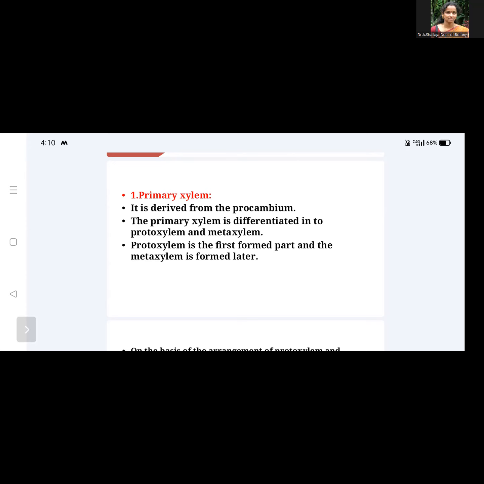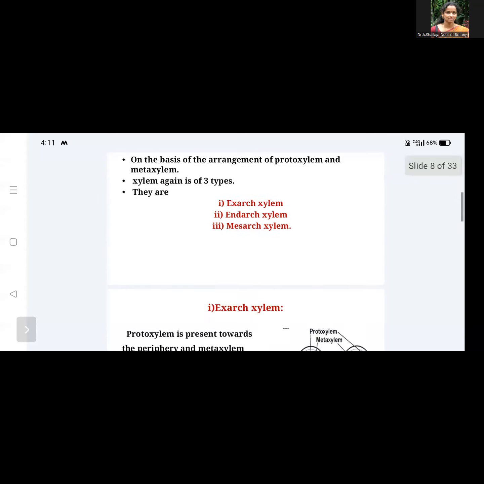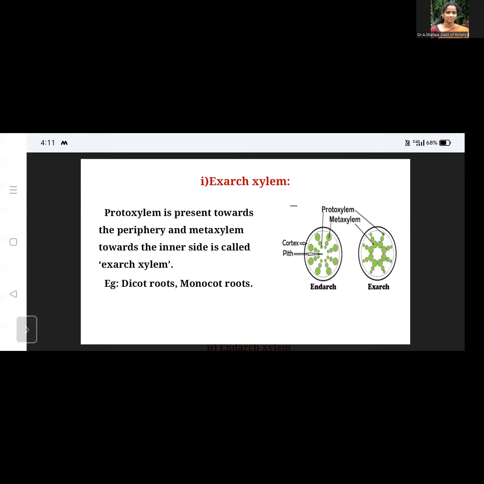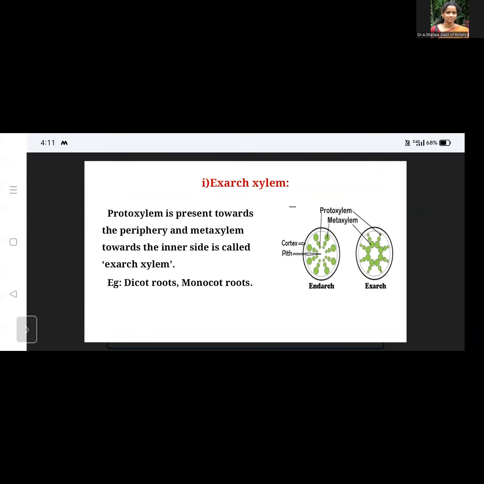The xylem that is developed first is called protoxylem. The later developed xylem is called metaxylem. Protoxylem is the first formed part and the metaxylem is formed later. On the basis of arrangement of protoxylem and metaxylem, xylem is again of three types: exarch xylem, endarch xylem and mesarch xylem. See here in this picture, first I will show you exarch xylem. Protoxylem is present towards the periphery and metaxylem towards the inner side.